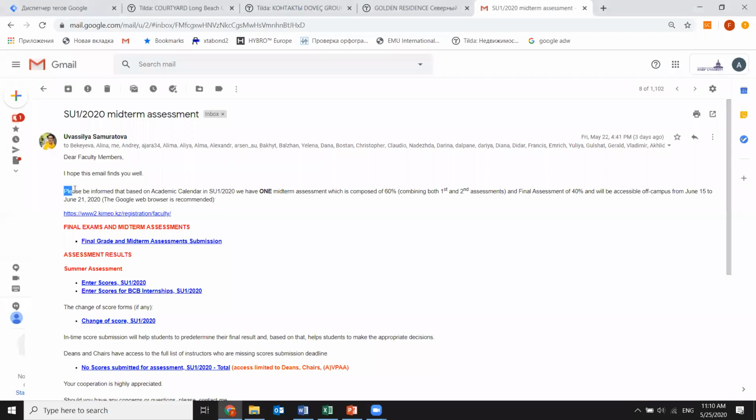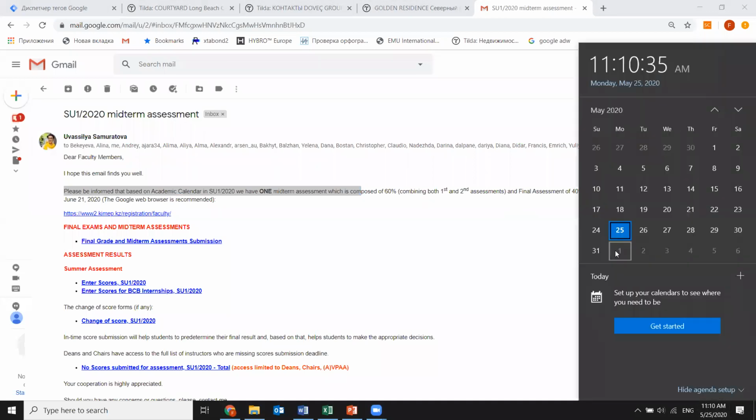That notification says that in summer, we will have only 2 assessments. One assessment will combine the first and second midterms, and the final assessment, which is 60 to 40. Okay, guys? So we're going to have 2 assessments. That means our first midterm plus second midterm will be combined. I was planning to make it on the 1st of June, but I will make it on the 8th of June.